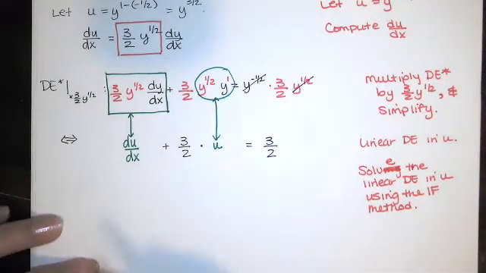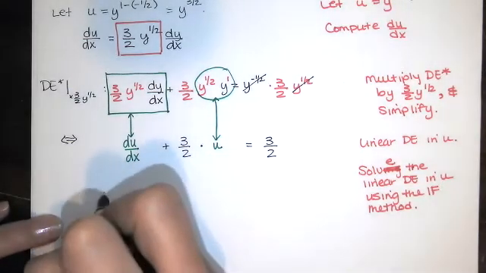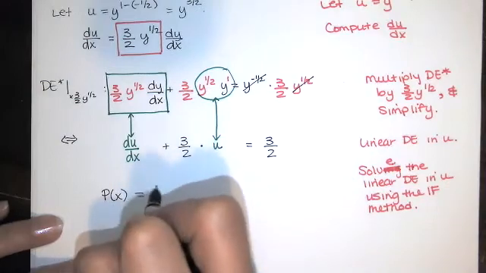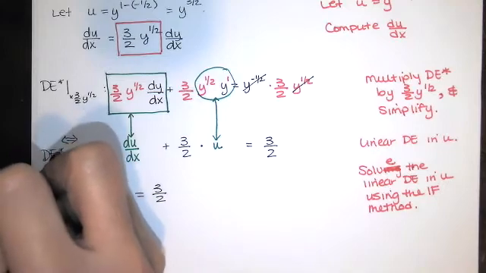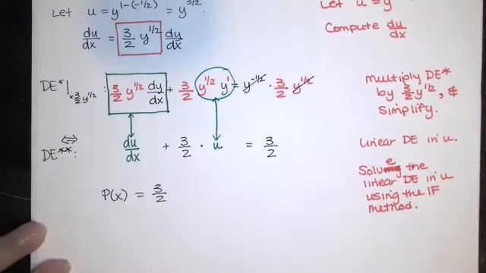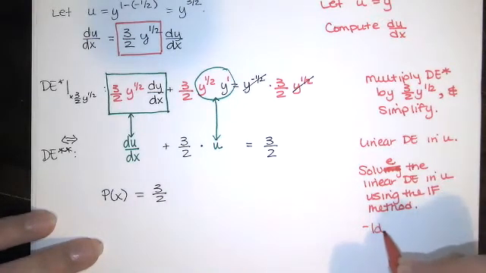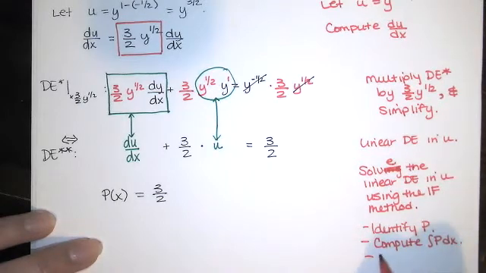Okay, so whenever we're using this integrating factor method, we always identify p of x. P of x is the function in front of u. I'm going to call this dE double star so that I can refer back to it later. So we identify p of x. We compute the antiderivative of p. And then we define the integrating factor to be e to that power.